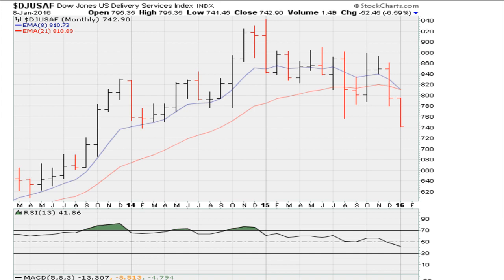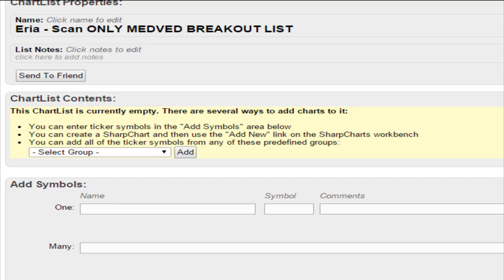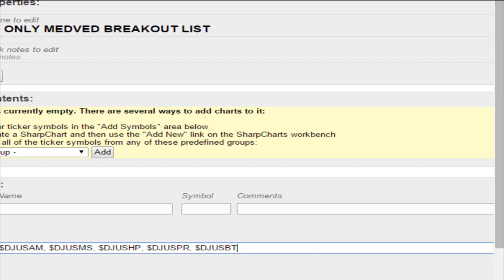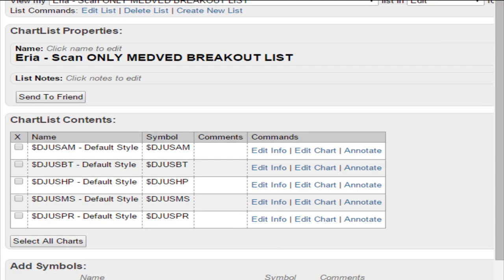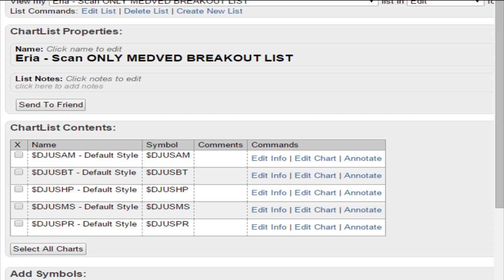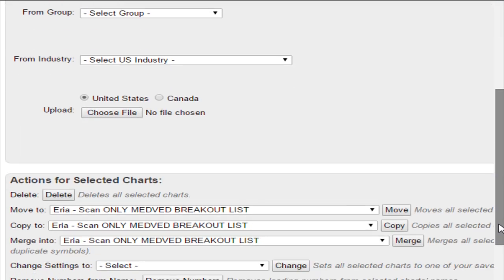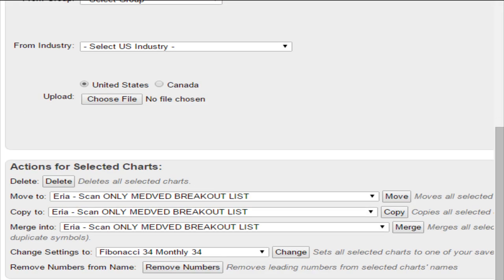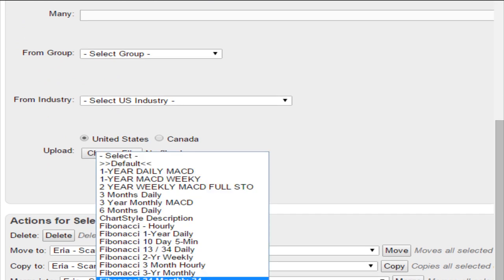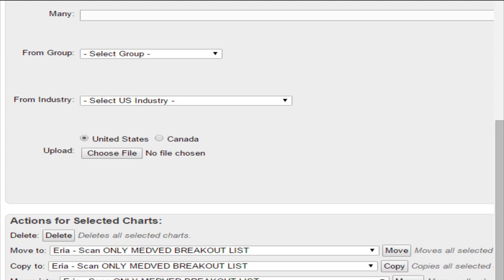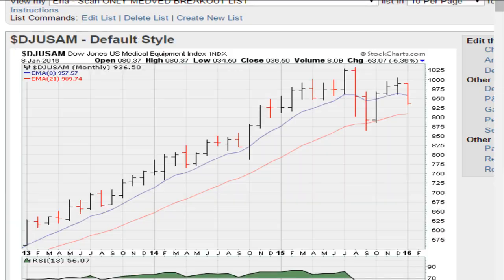Let's take a look here. I'm just going to take some stocks that were breaking down, but really not that bad, and I'll show you that in a second. I have a list here. I'm just going to paste the ticker symbols that I want to discuss and click on add many. So click on that right there. All right, so they're going to load up. First and foremost, let me select all, I forgot to do that. Then I'm going to select the 3-year monthly, click on change, select 10 per page, and so here we have our chart.